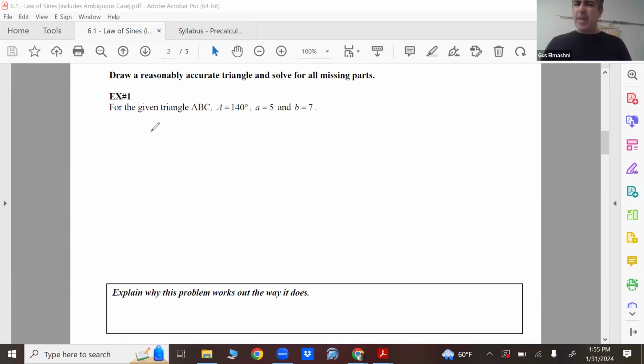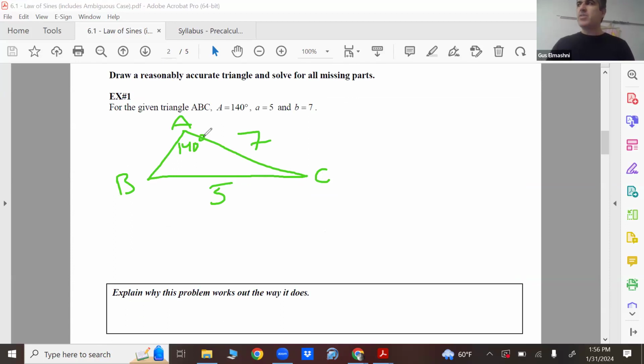And try to draw it accurately if you can, or to scale. Like 140 degrees is clearly obtuse. So let's draw something kind of like this here. We'll call this angle A. We'll call this angle B. We'll call this angle C. So this is 7. This is 5. And this is 140 degrees.